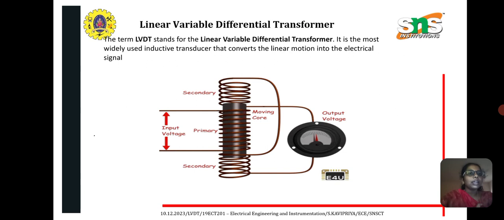So this is a constructional picture of LVDT. The LVDT, which is nothing but the linear variable differential transformer, consists of a single primary winding and two secondary windings. Supply is given to the primary winding and output is measured from the secondary windings. So we have two secondary windings, and the voltmeter is connected between the secondary windings.